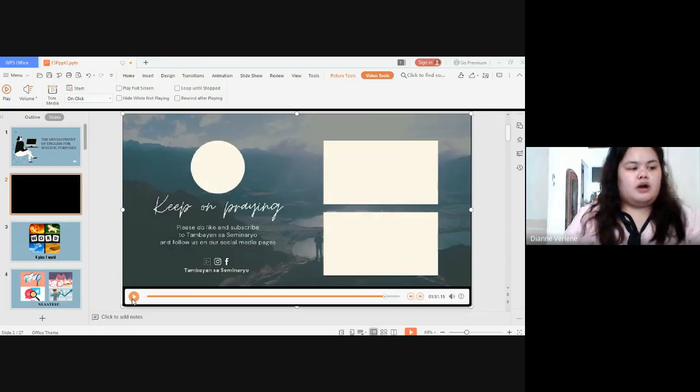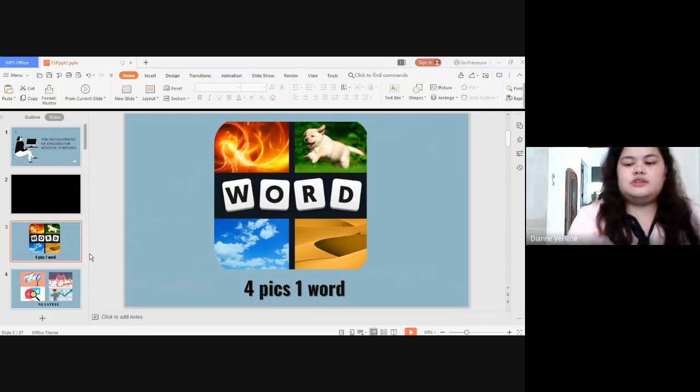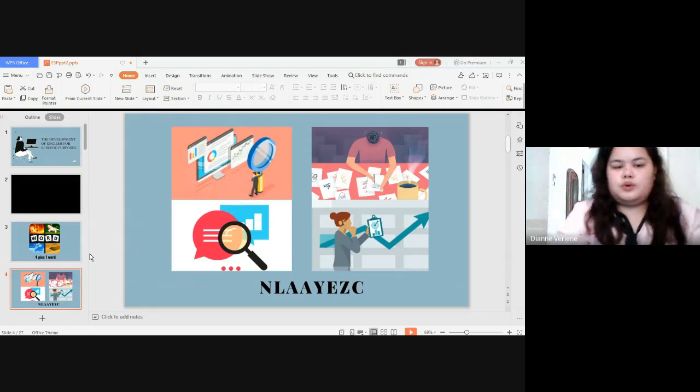So before we proceed to our topic, let's have a game, which is the four pics and one word. Some of you are familiar with this game. It has four pictures that you will guess. So this is the first photo. Anyone who wants to guess the photo?